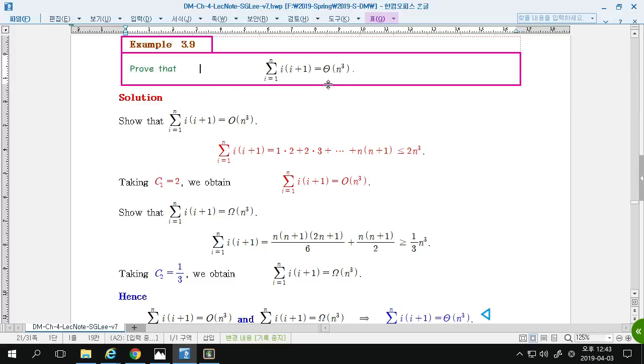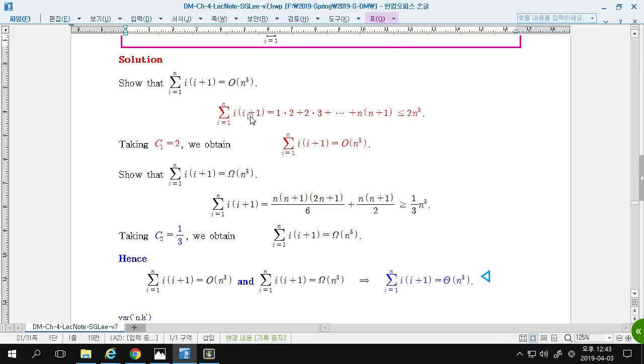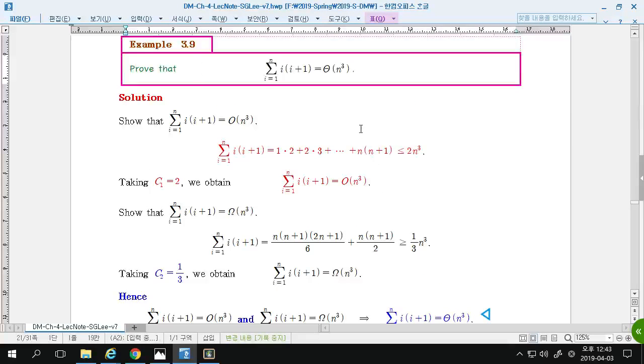Theta of n cubed. Okay, the left-hand side can be written in this way. As you see, this is always less than 2 times n cubed, because you can factor it out and add all the terms. You can easily make the inequalities, and we know that.